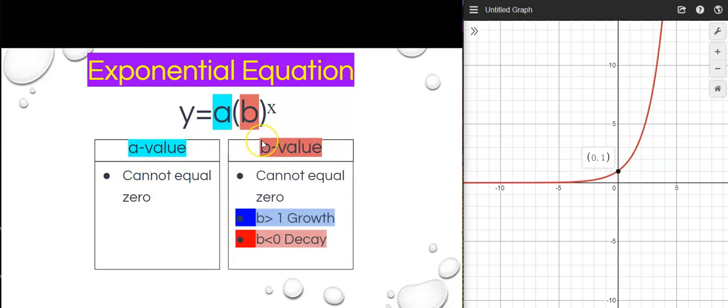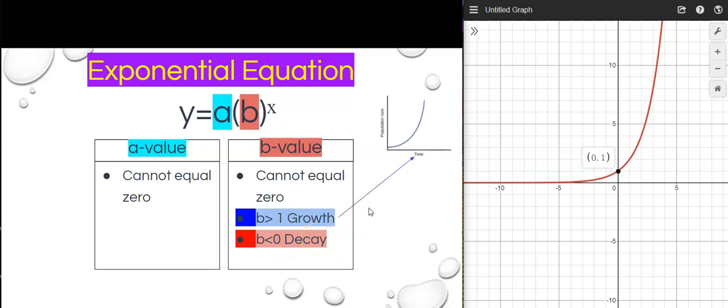And the b value tells us some interesting things, okay? So first of all, the b value cannot equal 0. And also, if my b value is greater than 1, then I'm going to call that a growth, okay? And we're going to talk a little bit about what we mean by growth. And if my b value is less than 0, which means it has to be negative numbers, then we're going to call that a decay, all right?